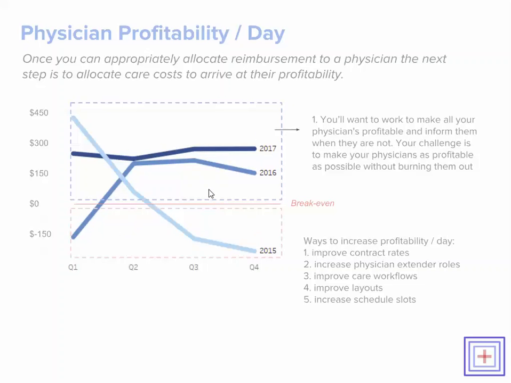Not all your physicians are going to be profitable, but your goal is to make them profitable, and without burning them out. You don't want to really burn out your physicians and then lose them because you're trying to unsustainably increase your profitability. So again, ways to do this: improve your contract rates. So that's part of the contract management process. But improving your rates will help improve your physician's profitability as well. Increase those physician extender roles. Improve layouts, all things that we covered on the prior slide carry over here.